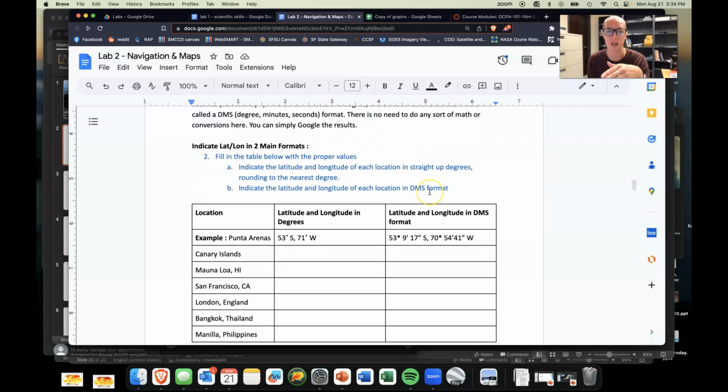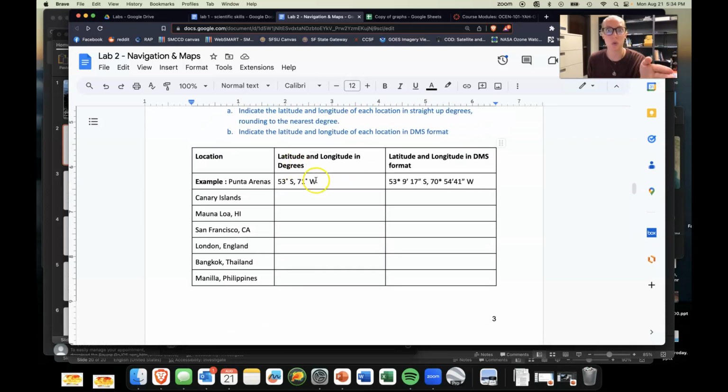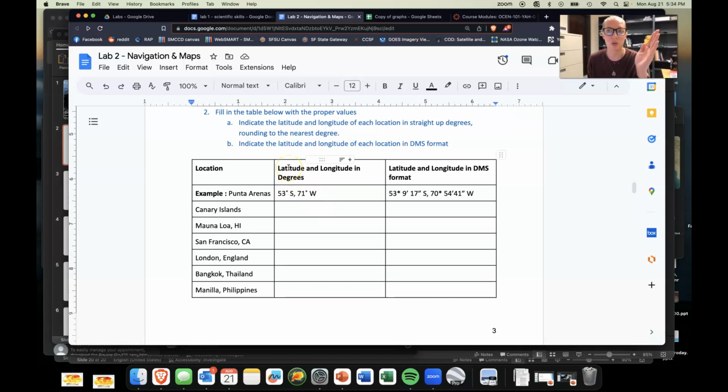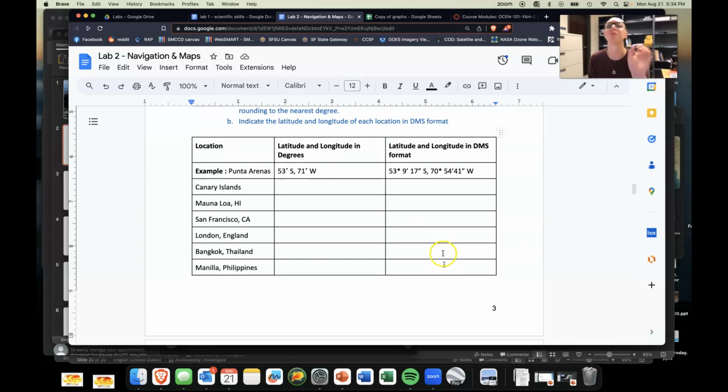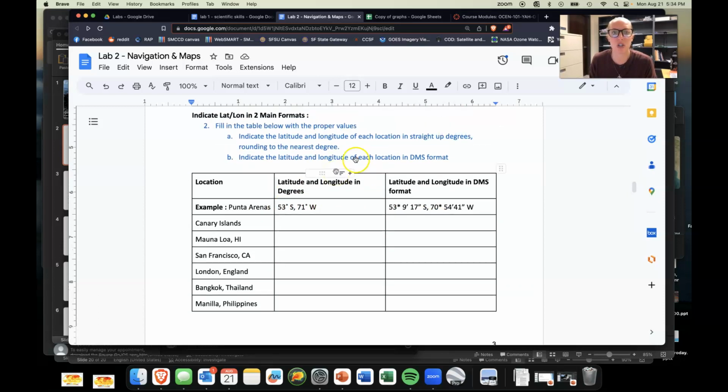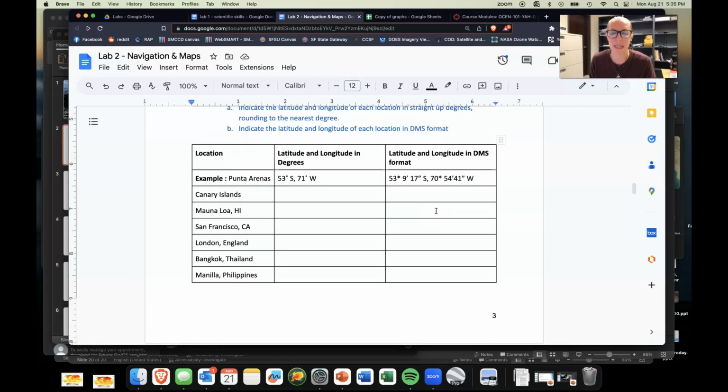For this second question, you can use Google to help you out. You're just going to look up the latitude and longitude for each of the 6 locations here, both in regular lat/lon, straight up degrees, and also in DMS format. You can literally put into Google latitude and longitude in DMS format for each location, and it will pop up with your answer. Try to round to the nearest whole number, especially for the straight up latitude and longitude. Just round that to the nearest degree, and similarly for degrees, minutes, seconds.